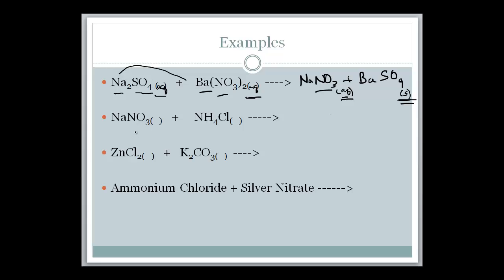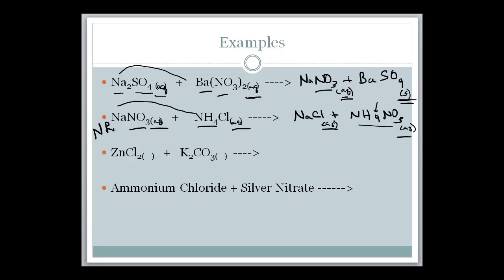So for example, sodium nitrate, nitrates are all soluble, so that gets the AQ. Ammonium compounds are all soluble, so that gets the AQ. Cations switch, so sodium chloride plus ammonium nitrate, sorry, my 4s keep looking like 9s. That's soluble, so AQ. This is soluble, so AQ. So everything is aqueous, so that reaction does not happen.